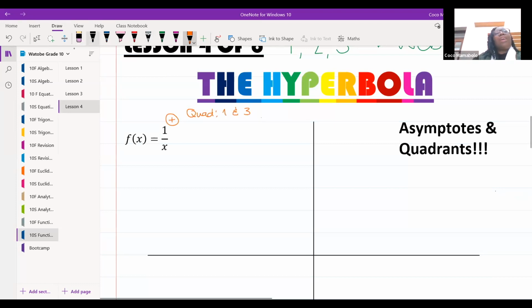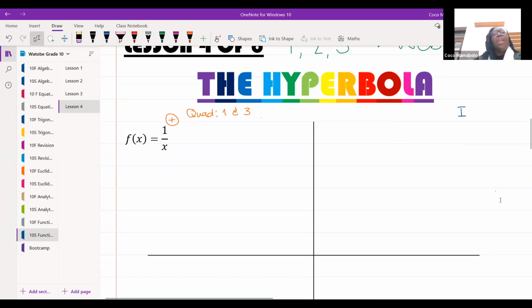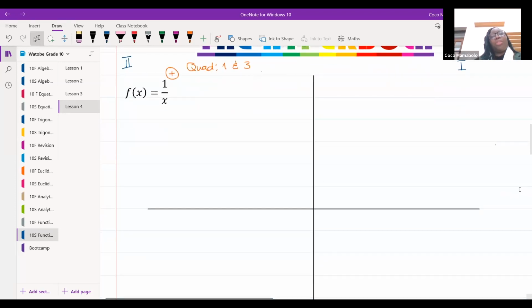I'm just going to remind you of the quadrants. This one over here is quadrant 1. I'm just going to move this asymptote and quadrants away, we don't need it today. This is quadrant 2. Remember, our Cartesian plane is broken up into 4. This is quadrant 3, and this is quadrant 4. We said that if our graph is positive, it will be drawn in quadrants 1 and 3.